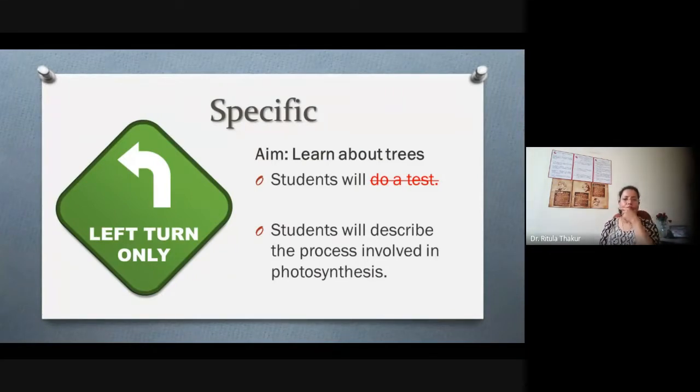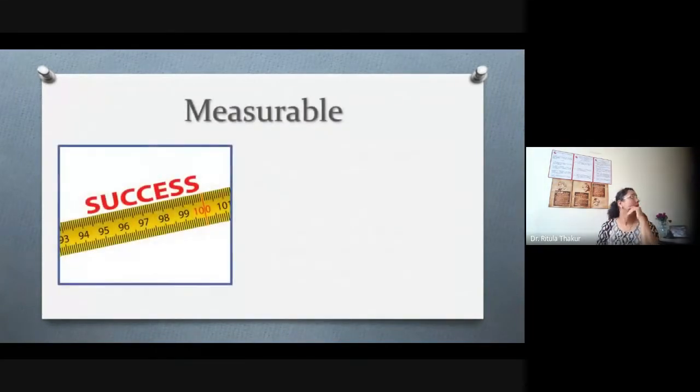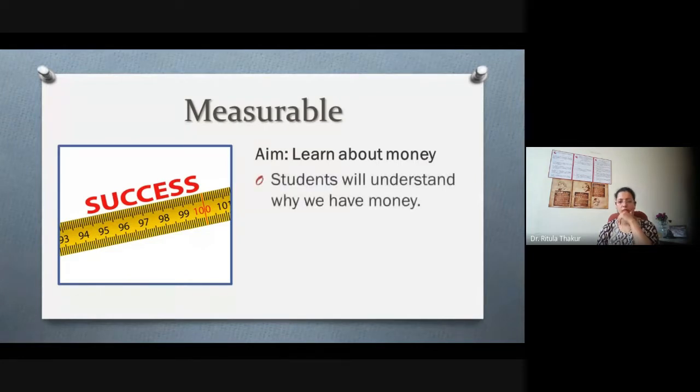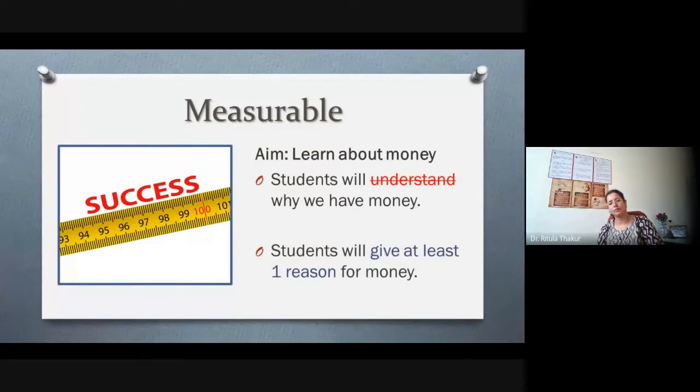It is extremely important that your objectives are measurable. This means that you can actually carry out some form of assessment to check that your objectives have been met. If your aim was to learn about money, you might write the objective students will understand why we have money. But we have no way to test whether a student has understood something. You could ask them, and even though they say they haven't. So we could change this to students will give at least one reason for money. This is measured by default, as each student will give a reason, and you can check that it is correct.